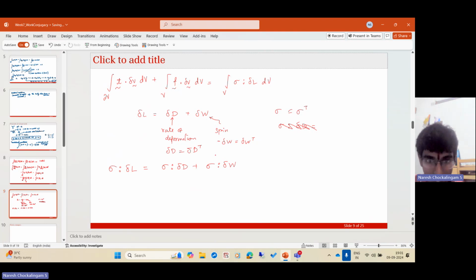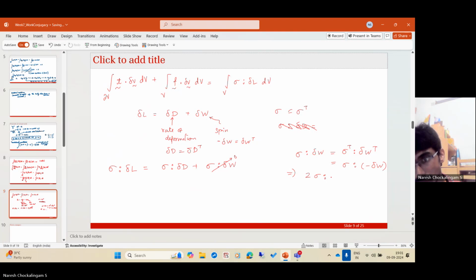The contraction of a symmetric tensor with a skew-symmetric tensor is 0. We can check that. Why? σ double dot δW is equal to σ transpose double dot δW transpose. But σ transpose is what? It is σ, and δW transpose is minus δW, which means 2 times σ double dot δW is equal to 0. Therefore, this one is equal to 0.